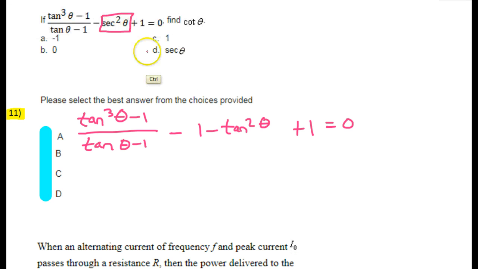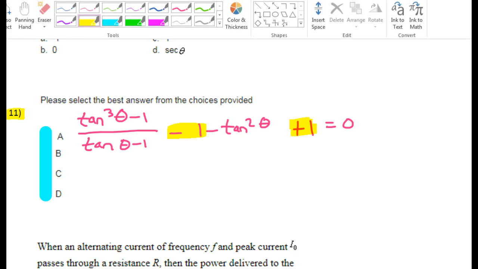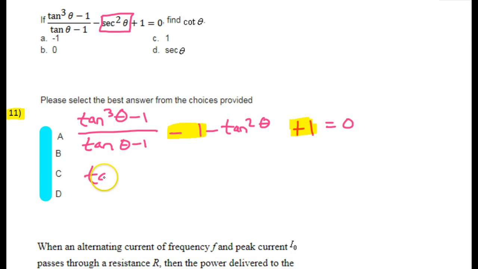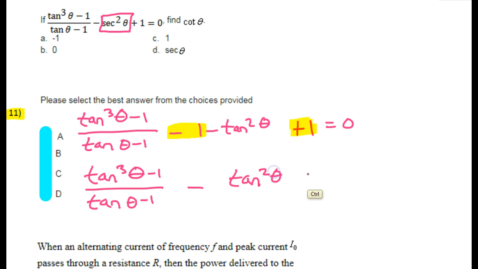You saw it happen. Okay, but now look what I got right here going on. I have a minus 1 and I have a plus 1. Those are opposites. Those are going to cancel each other out. So once they cancel each other out, now I have tangent cubed theta minus 1 over tangent theta minus 1 minus tangent squared theta is equal to 0.